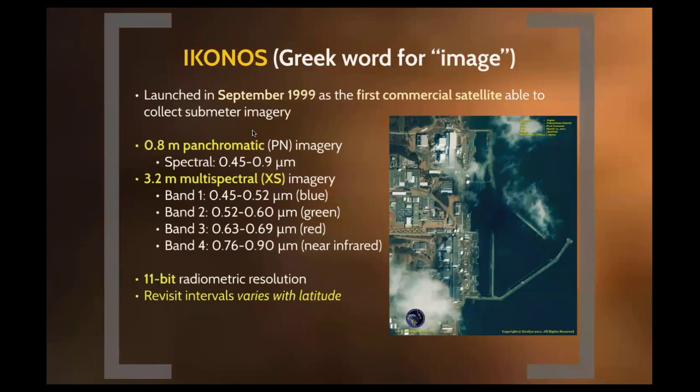It was launched in 1999 and was the first commercial satellite to collect data at a high resolution. So they have a 0.8 meter panchromatic band, and a 3.2 meter multispectral band, ranging from blue, green, red to near infrared. The radiometric resolution is 11-bit, and the temporal resolution changes depending on the latitude.